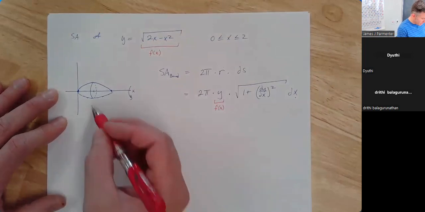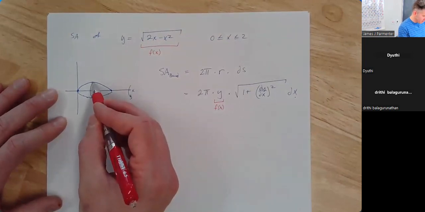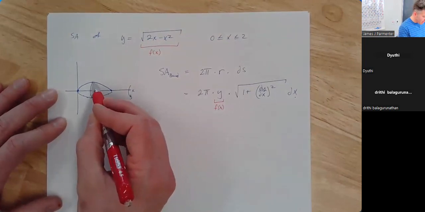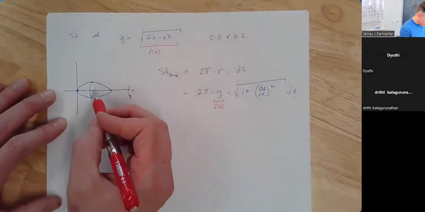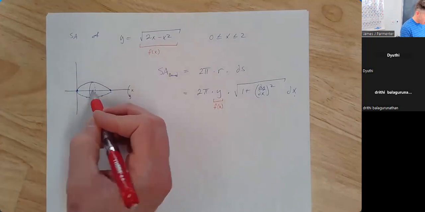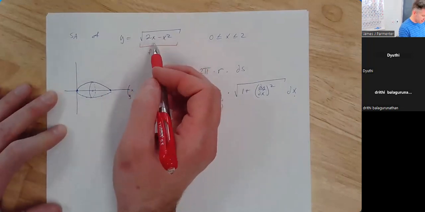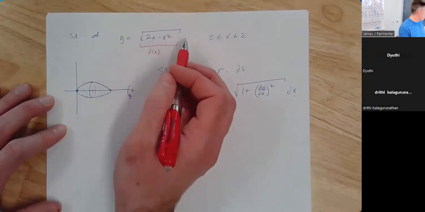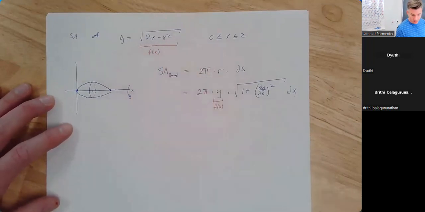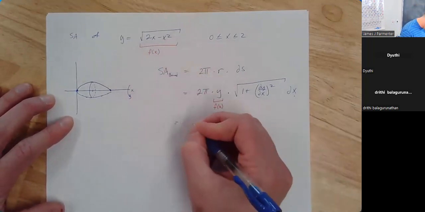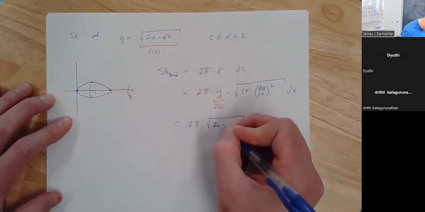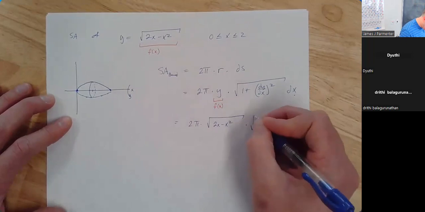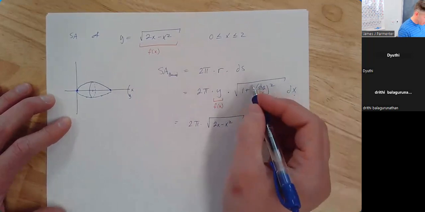Right? We're really just asking how far away is this little piece from the x-axis? Oh, it's y away, and y happens to equal this function of x. So if x were 1, for example, our radius would also be 1, because 2 minus 1 is 1, and the square root of 1 is 1. So here we end up getting 2 pi times the square root of 2x minus x squared times the square root of 1 plus, the derivative of that?